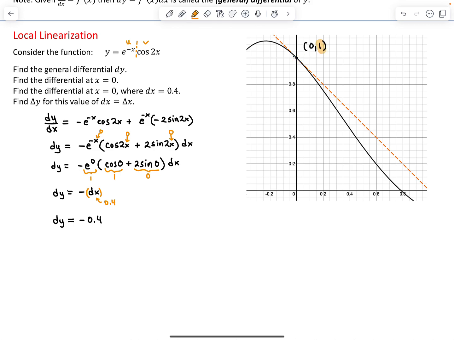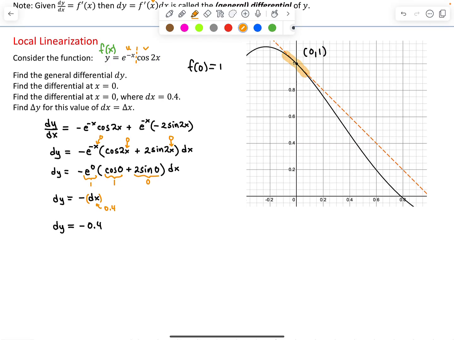Now this 1 was revealed by the technology, but we can easily confirm. If I think of this function as f of x, then f of 0 would be e to the 0, which is 1, and this would be cosine of 0, which is also 1, confirming that we get 1 for the output. Now if you stay in this immediate area near x equals 0, then the tangent line and the function ought to behave pretty similarly to each other.